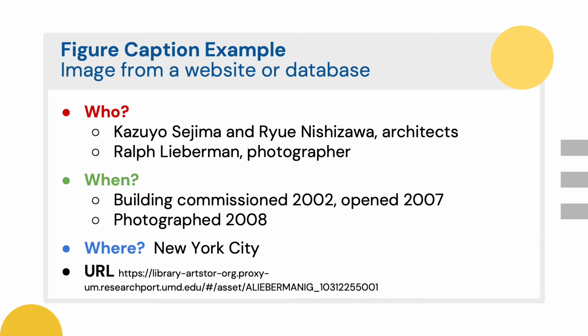It's good practice to thoroughly attribute the work of others whenever possible, to both acknowledge their contributions and to help readers engaging with your research. I know the who. The building itself, the New Museum, was designed by architects Sejima and Nishizawa, and this photograph was taken by Ralph Lieberman. I know the when. The building was commissioned in 2002 and opened in 2007, and this photograph was taken in 2008. I know the where. This building is in New York City. And I have a permanent URL to this image on JSTOR.